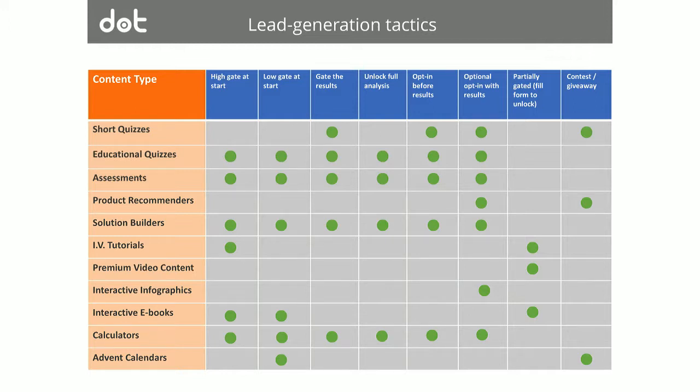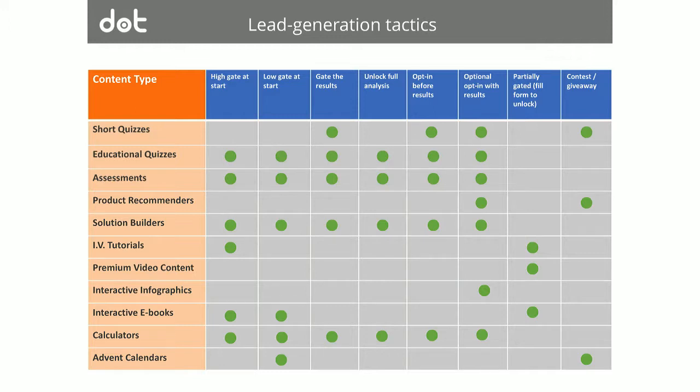Just to go back, somebody had asked what a high gate is. A high gate is a lead form that is lengthy. I don't recommend having 8 fields in there by no means. But a high gate is where you ask people for a bit of information before they get into something. So maybe 4 or 5 input fields: name, email, company, designation, and so on. That is a high gate. A low gate is where you ask for less information.